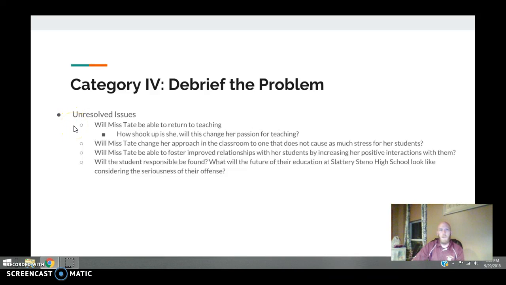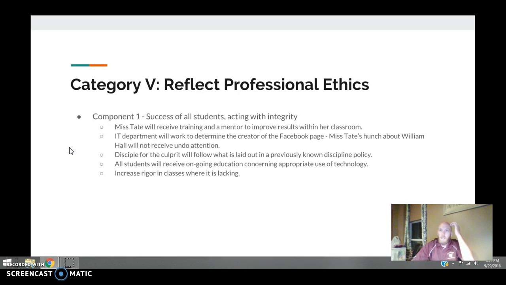Component 2, Success of all students acting with fairness. The IT department will be told Ms. Tate's feelings about William Hall. She will be all but removed from the responsibility of the investigation. She'll share what she knows and then be absent from it. Ms. Tate will receive training to continue having reduction of stress and an increase in positive interaction, and additional education concerning the use of technology will be provided, regardless of the outcome.